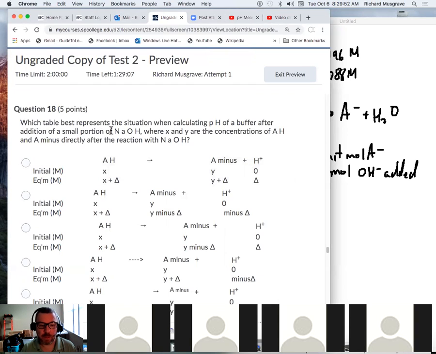And it's not going to matter whether you added HCl or NaOH at this point, because during the course of the reaction, whatever gets added is gone anyway. And all we're left with is just AH and A minus at the end.